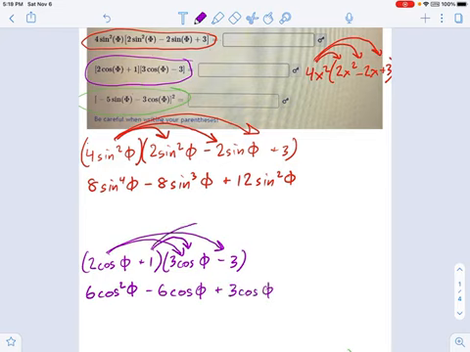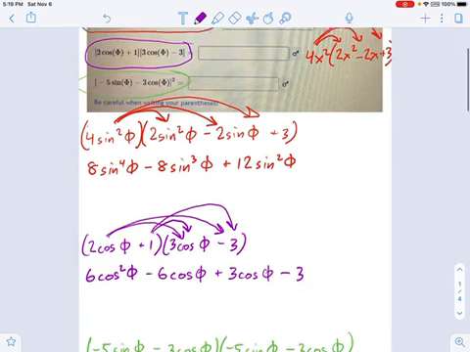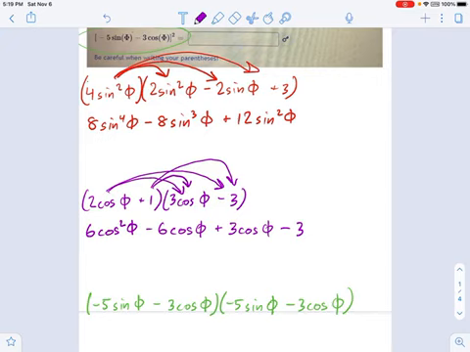And then the last terms right here. It's going to be 1 times negative 3. That one's easy. Okay, and we do the same thing now that we would with regular algebra with x's. You just combine all your like terms. So this is going to be 6 cosine squared phi. Looks like I've got a minus 3 overall here. Minus 3 cosine phi, and then minus 3.